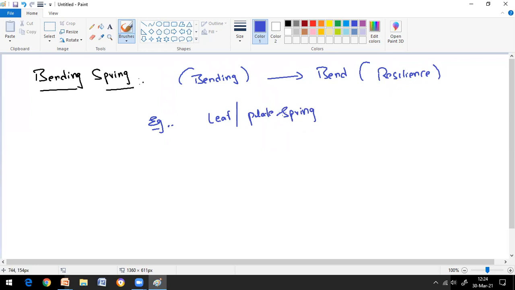What do you mean leaf or plate spring? Let me draw how the leaf spring looks like. If you see any vehicles, heavy vehicles, near the axle towards the wheel, there will be a leaf spring. Leaf spring will absorb energy and it will distribute the load to the axle. So the leaf spring will sit on the axle. Through that only the load will be carried to the tires and motor. So how does the leaf spring look like?